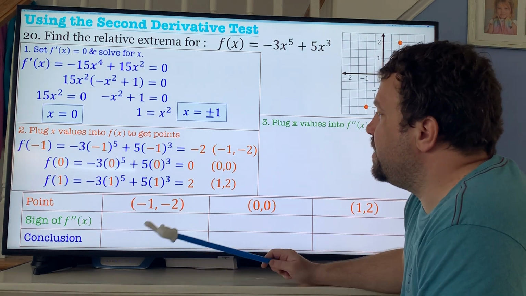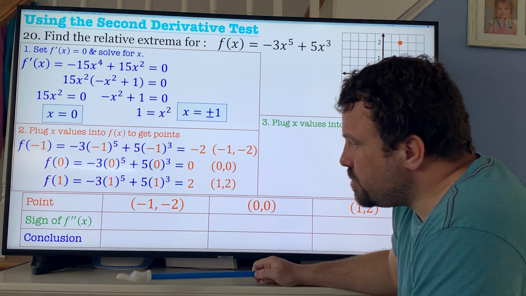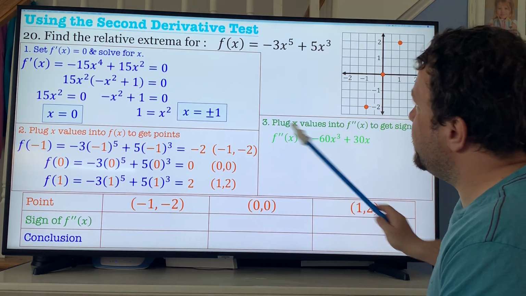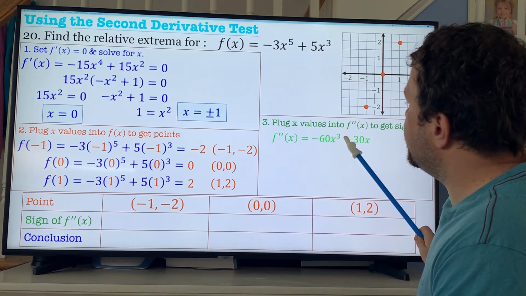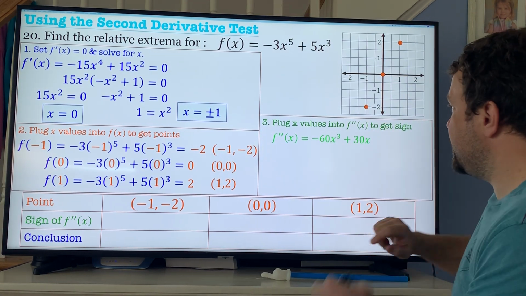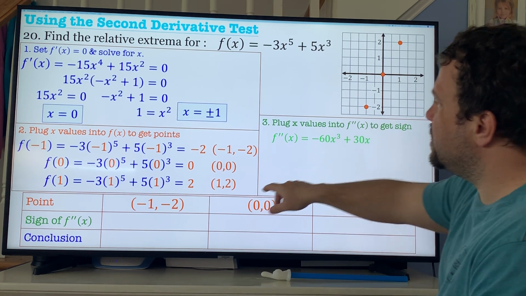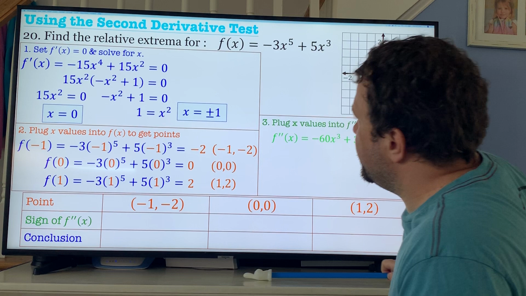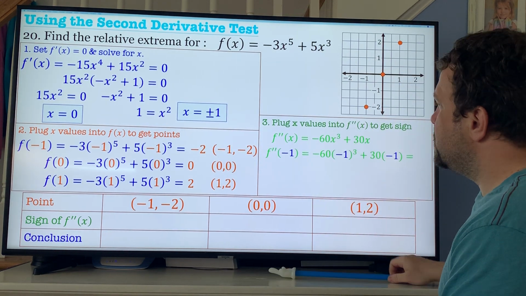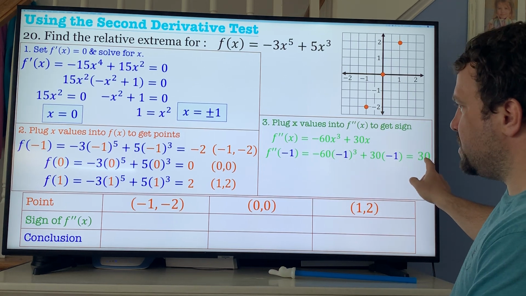So you have a sign at these points. So what we're going to do is derive it again. Take this, derive it. 4 times -15 is -60x to the third. 2 times 15 is 30x. You don't even set it equal to 0, not solve for x. So you're going to take your points right here, -1, 0, and 1, and plug them in here. So when I plug -1 in, I get 30 as an answer.